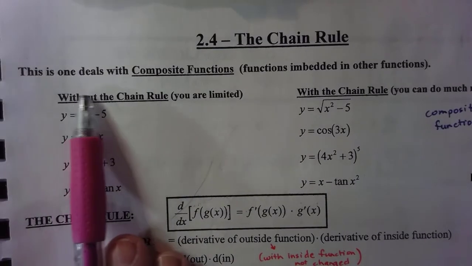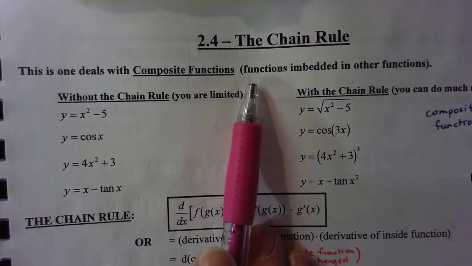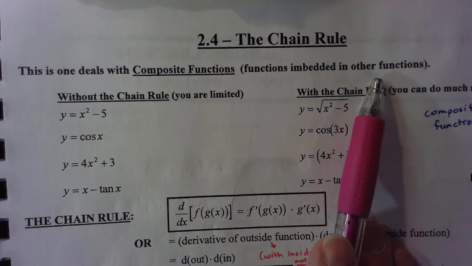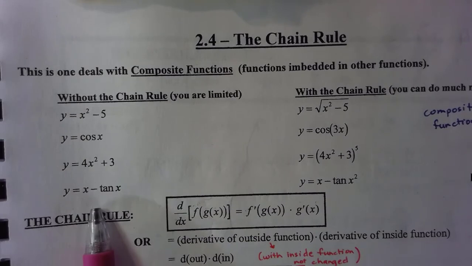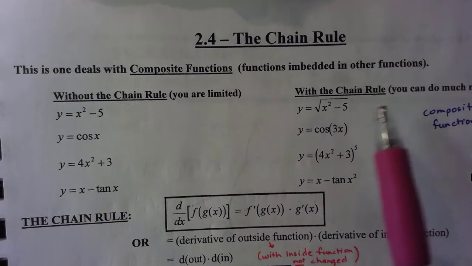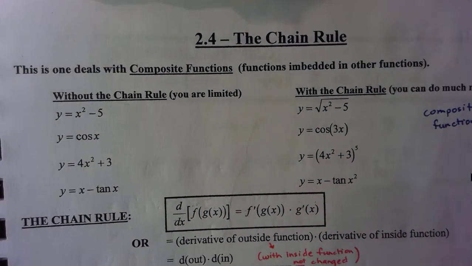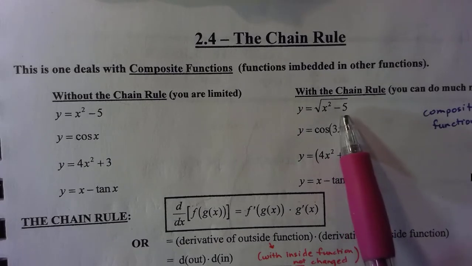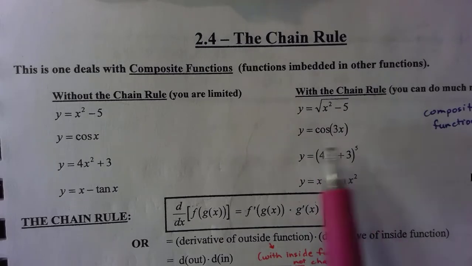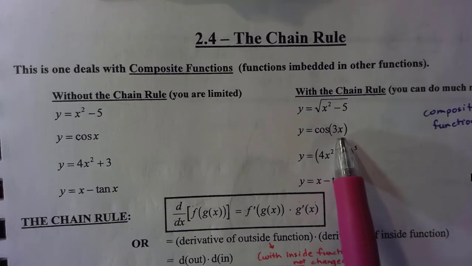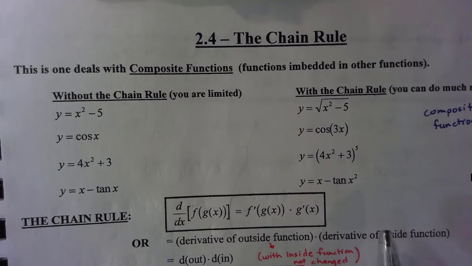The chain rule deals with composite functions. This would be functions embedded in other functions. Without the chain rule, we're very limited. We can only work functions like this. But with the chain rule, I can have one type of function inside of another, like here is x squared minus 5, a quadratic function, buried inside of the square root function. Here we have 3x, a linear function, inside of cosine, and so forth.